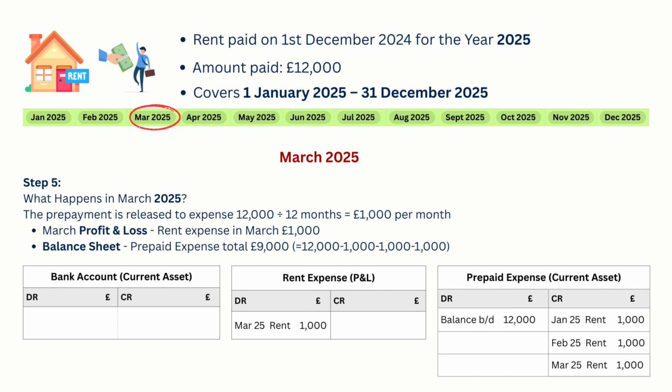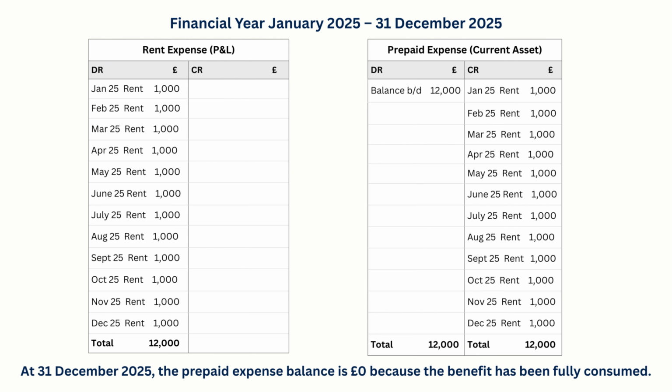Each month follows the same logic. The profit and loss account shows the expense for that month only. The balance sheet shows what is still unused. This same pattern continues every month until December 2025. Each month, £1,000 is charged to the profit and loss account. The prepaid expense account in the balance sheet reduces by £1,000 each month.